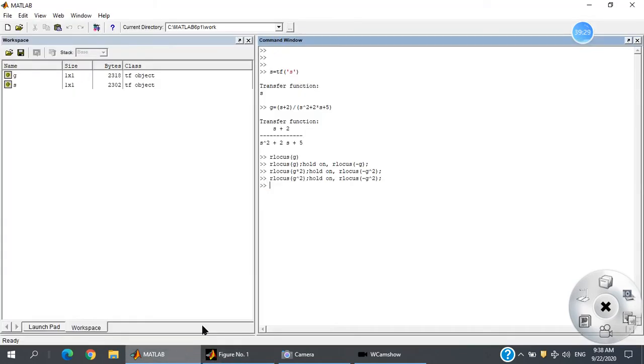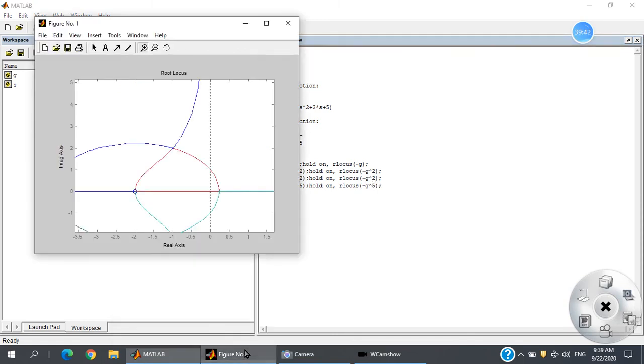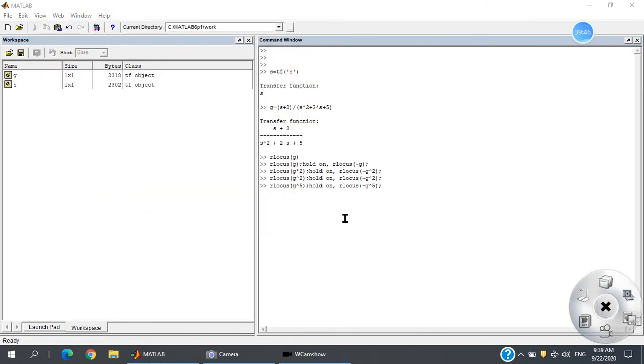We can try even more, like for example, I want 6 here. What can we have? Maybe too much. 5. Alright, so for each 0, we still have those 3 points, 1 zero and 2 poles, but each has multiple 5. What will it be?